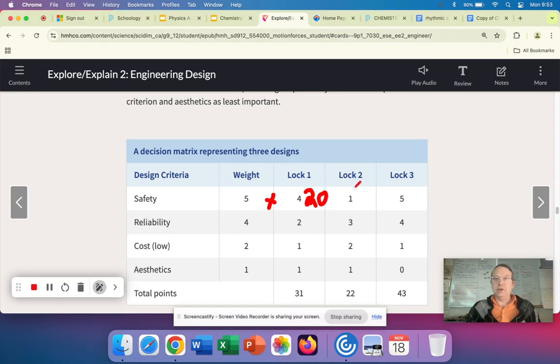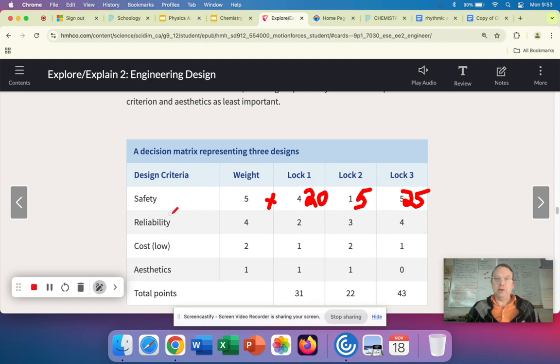The lock number 2 didn't lock very well at all, so it only got 1 point. So 5 times 1 would be 5 points. And lock number 3 got 5 points. It locked the best, so it got 25 points.